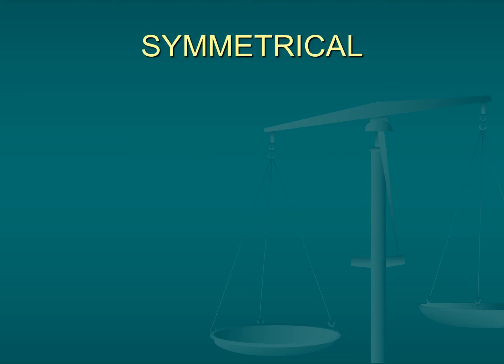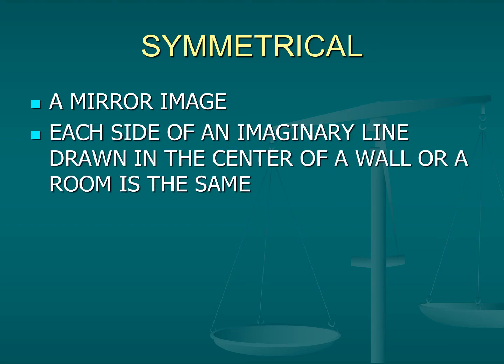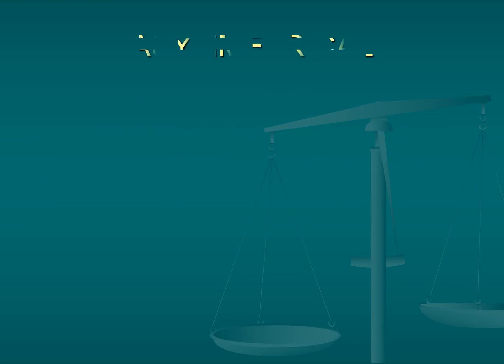Now, when you think of symmetrical balance, this is what is known as a mirror image. In other words, if you think about symmetrical, think of symmetry. It is the same on the left as it is on the right if you slice it down the middle. Each side of an imaginary line drawn down the center of the wall of the room is the same, just as I said. Same on the right as it is on the left. And this is the easiest balance to create whenever you are designing a room. And this is what is known as formal balance, okay?